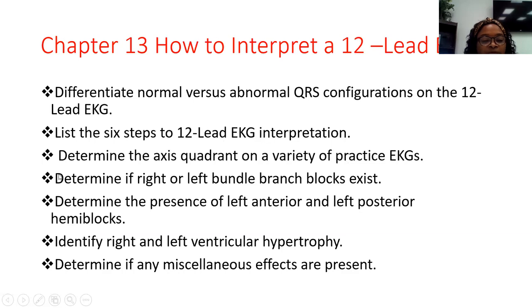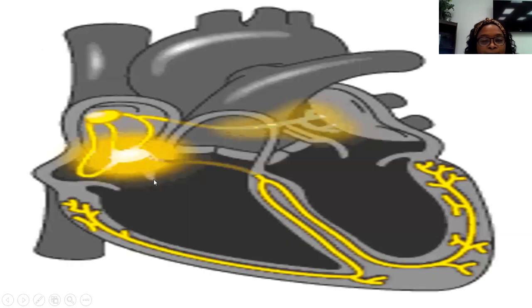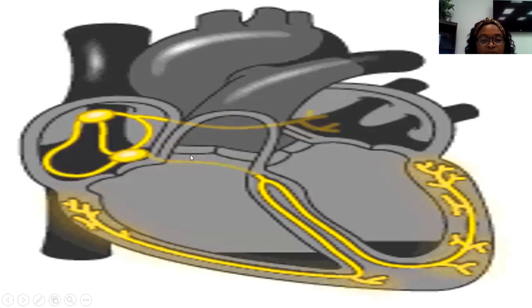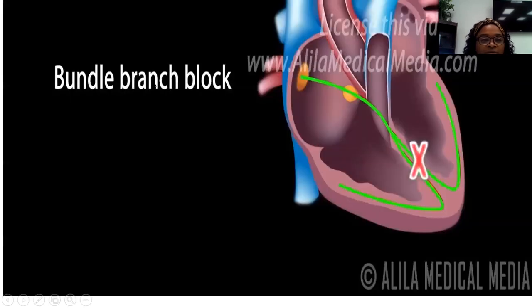The objective we're going to cover in this lecture is to determine if you have a right or left bundle branch block. This is just another illustration of our heart firing an electrical signal from the SA node down through the ventricles. Here again is another illustration of the area we're going to be talking about.